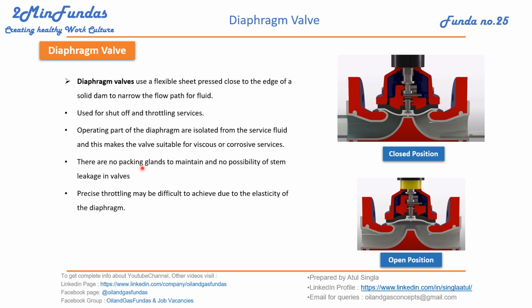There are no packing glands to maintain and no possibility of stem leakage in the valve. When fluid is not entering, there is no chance of leaking from anywhere else. Precise throttling may be difficult to achieve due to the elasticity of the diaphragm. As we discussed in the needle type valve, precise throttling is very much possible, but that feature is not available here because we are dealing with an elastic diaphragm. This is a small drawback, but still these valves are very useful for throttling and shut-off purposes.